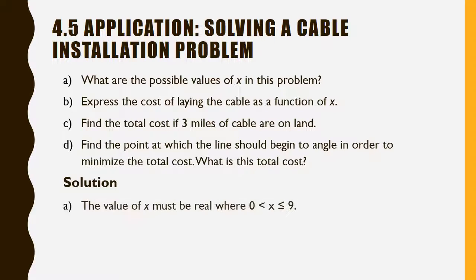Okay, A isn't too hard. We know that X has to be greater than 0 and less than or equal to 9, because the distance from A to C, which is the closest point on shore to the island, is 9 miles. And it doesn't make sense to have x go below 0. So x must be between 0 and 9, including 9, but not 0.